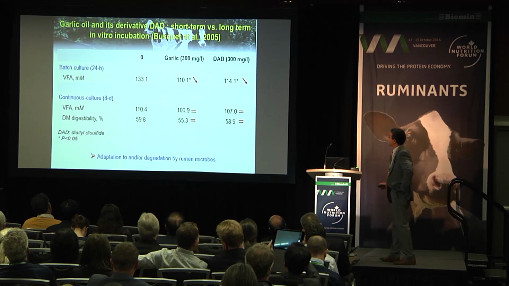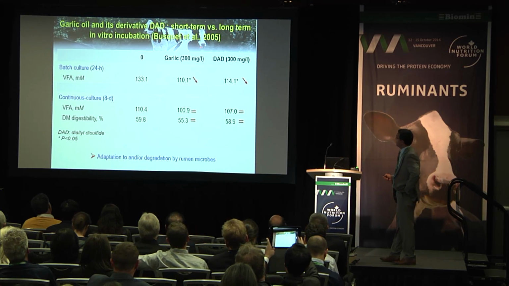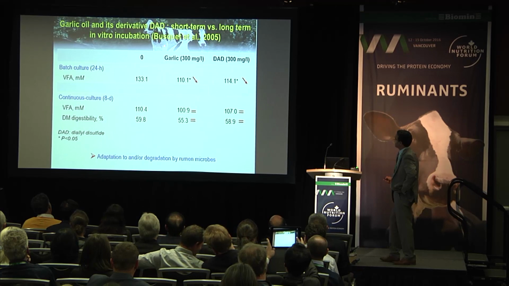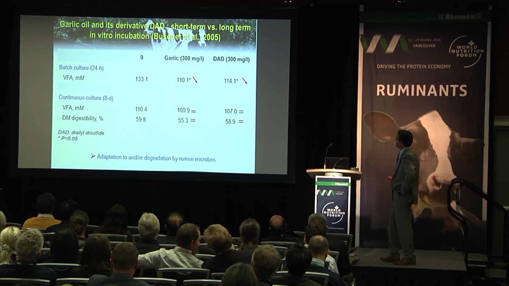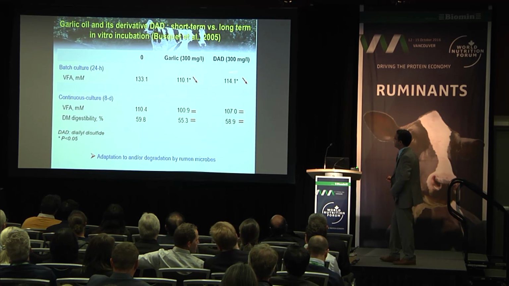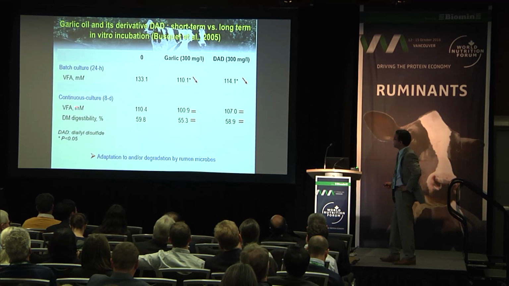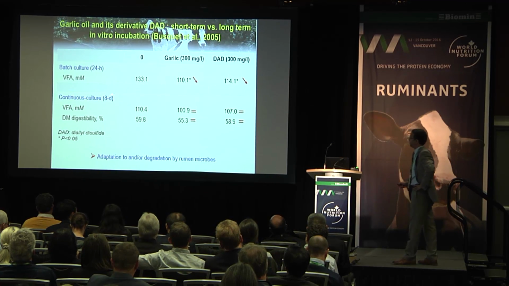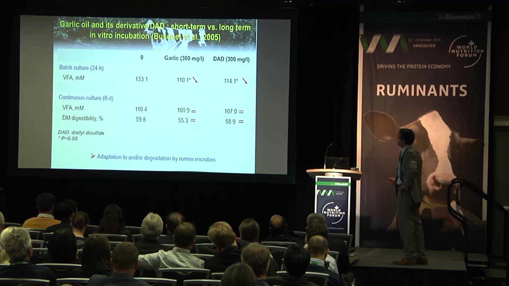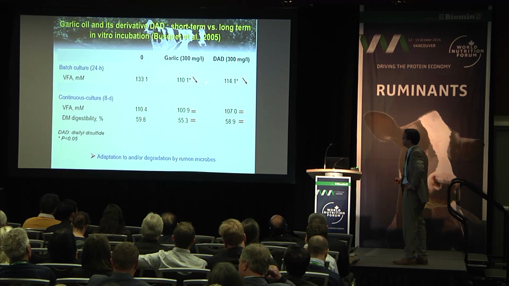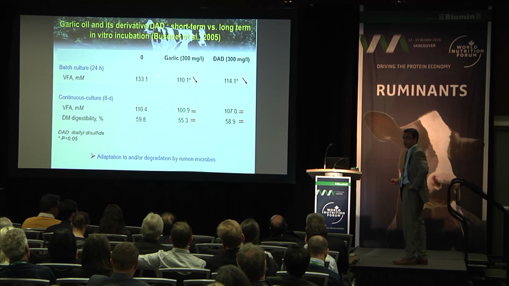This is another slide from the same authors, where they investigate again the effect of garlic and DAD at 300 milligram per liter. In the first experiment, they used batch culture, 24 hours. In the second experiment, they used continuous culture, 8 days of incubation. And in batch culture, as you can see, both compounds decreased VFA production.